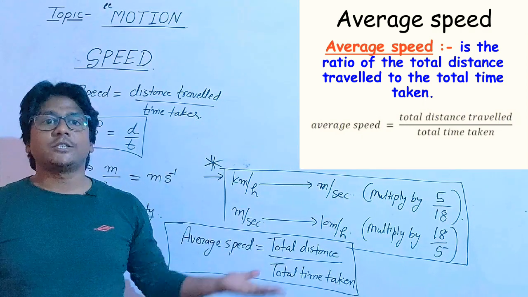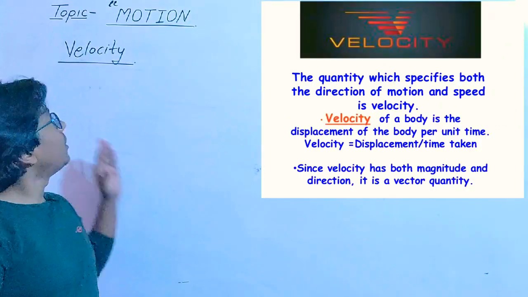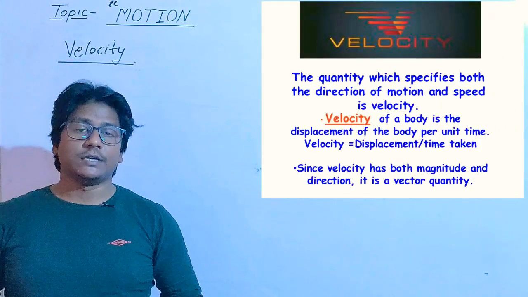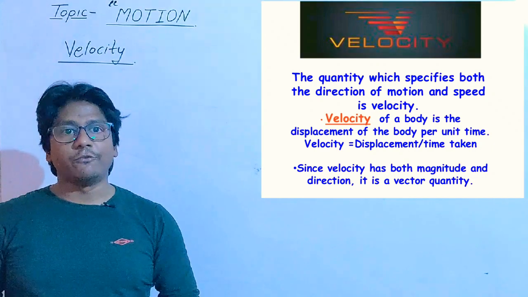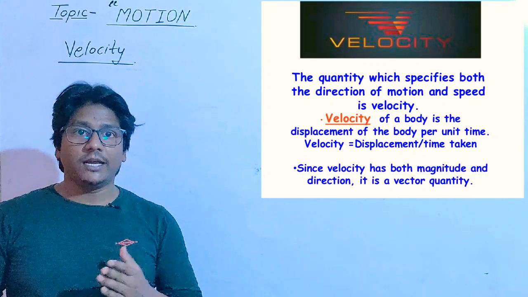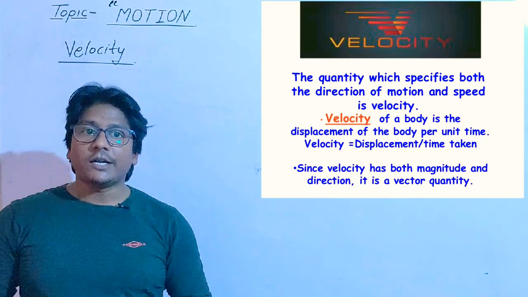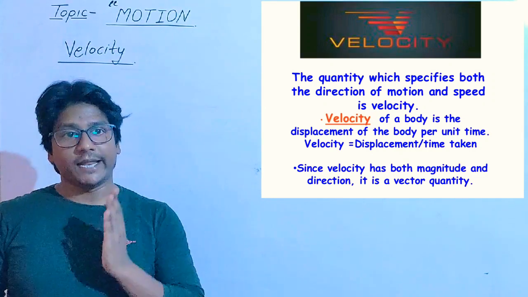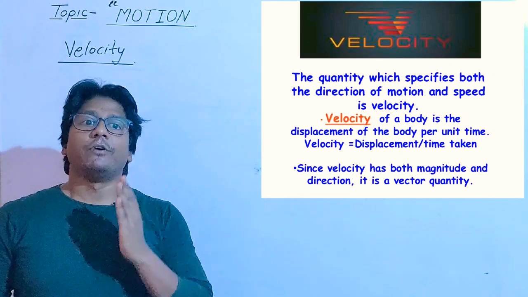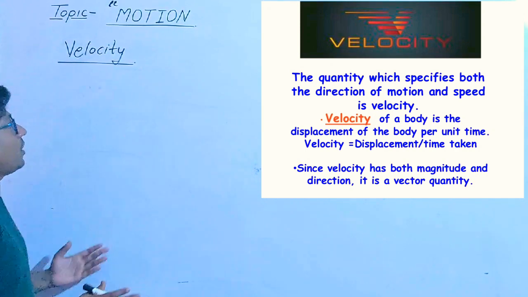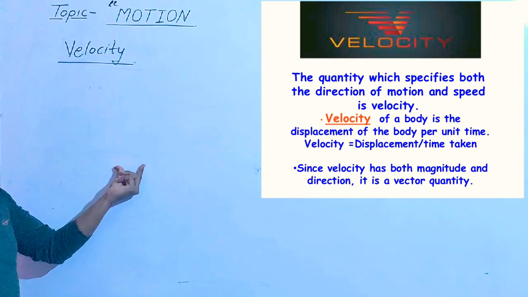So moving to the next topic, that is velocity. Dear students, you know that the rate of motion of a body is more meaningful if we specify its direction of motion along with the speed. So the quantity which specifies both the direction of the motion and speed is velocity. Velocity is the ratio of displacement to the time taken.